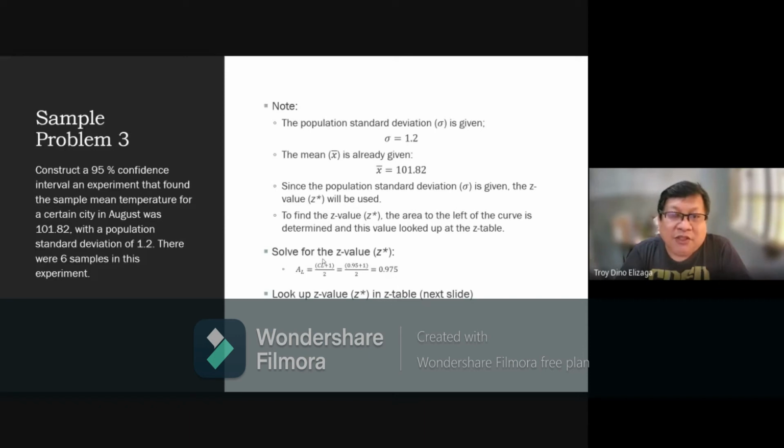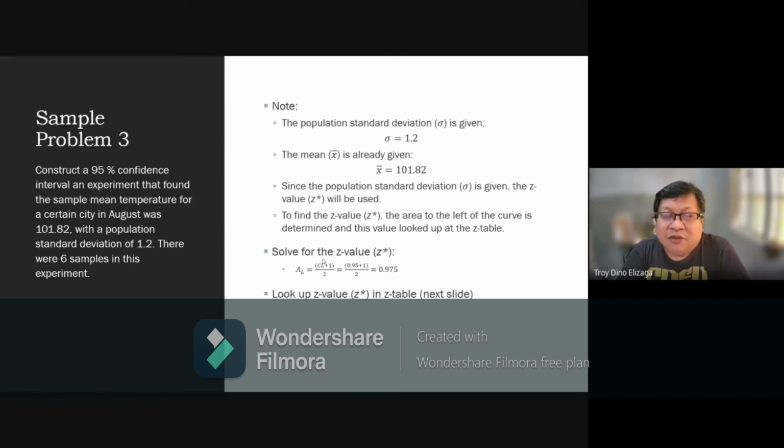So since the population standard deviation is given, the Z value will be used even if the sample size is less than 30. So the sample size is not really the important condition when to use a t value or z value. It is whether you're using a population standard deviation or a sample standard deviation. To find the z value, the area to the left of the curve is determined, and this value is looked up at the z table.